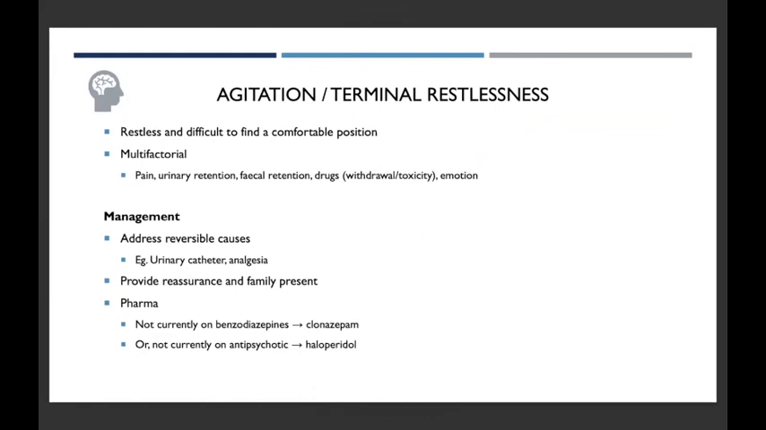But basically, we're looking at removing that compression. Agitation and terminal restlessness is a well-known symptom. Basically they can't get comfortable. Restless, can't get comfortable. Multiple things can cause this, for example pain or urinary retention. If there's anything reversible, such as urinary retention, reverse it, so a urinary catheter, and analgesia for the pain. Give them reassurance and have their family around, so they've got some familiar faces, and either a benzodiazepine if they're not already on one can help, or haloperidol if they're not already on an antipsychotic might be able to help as well.